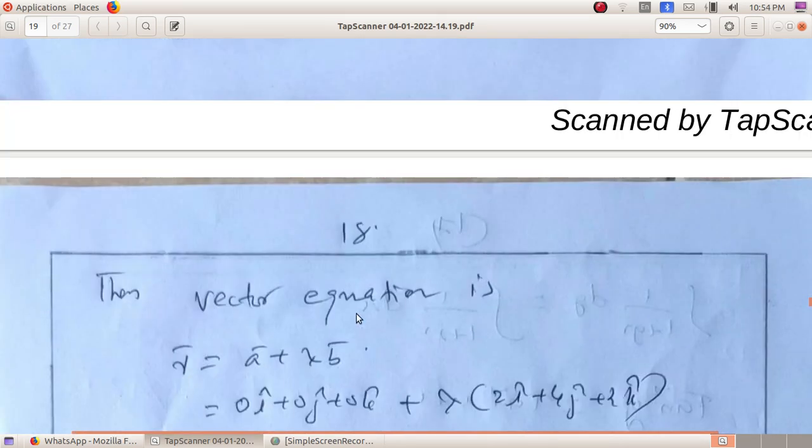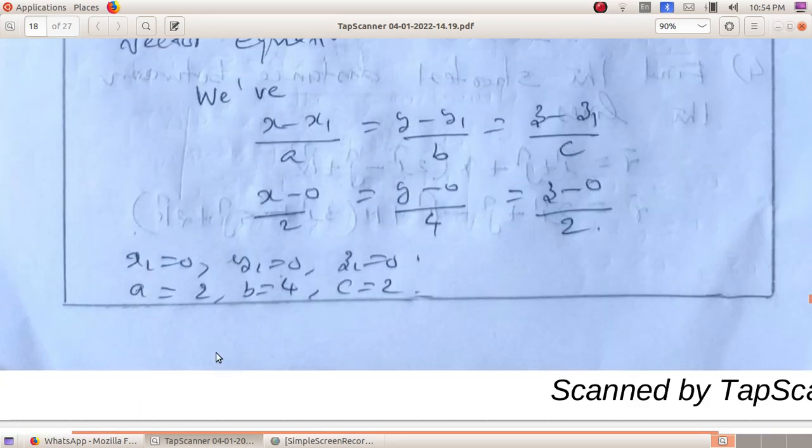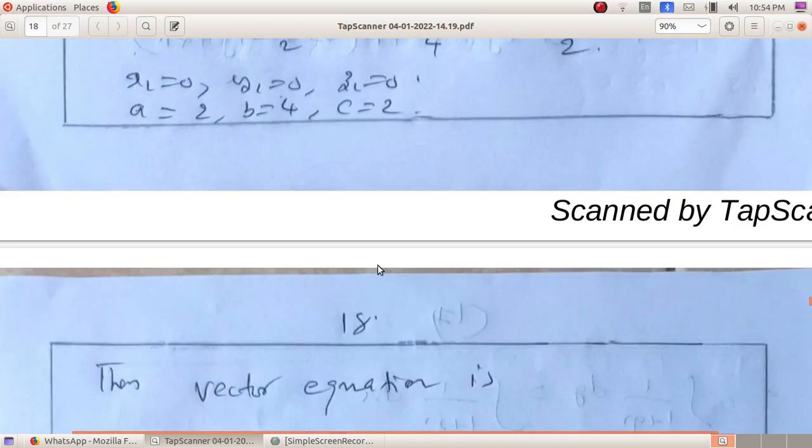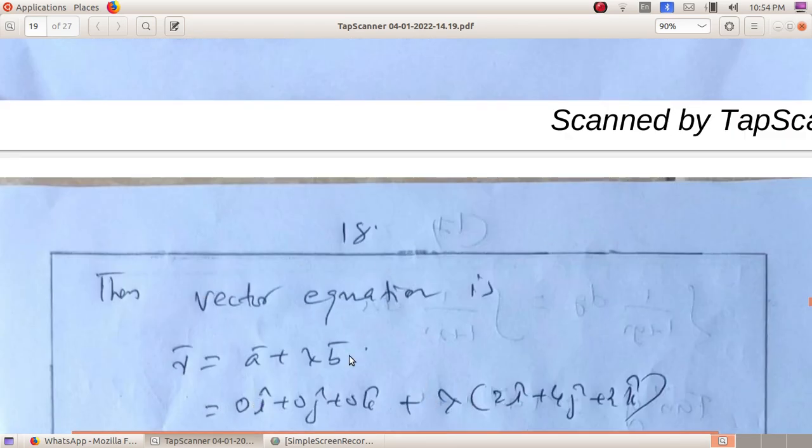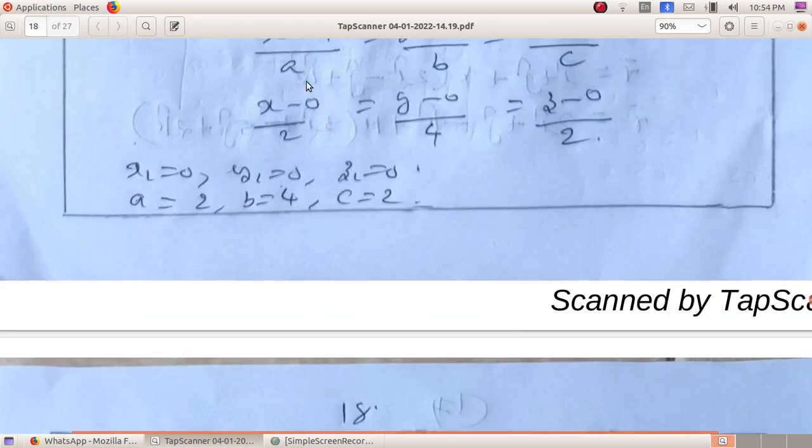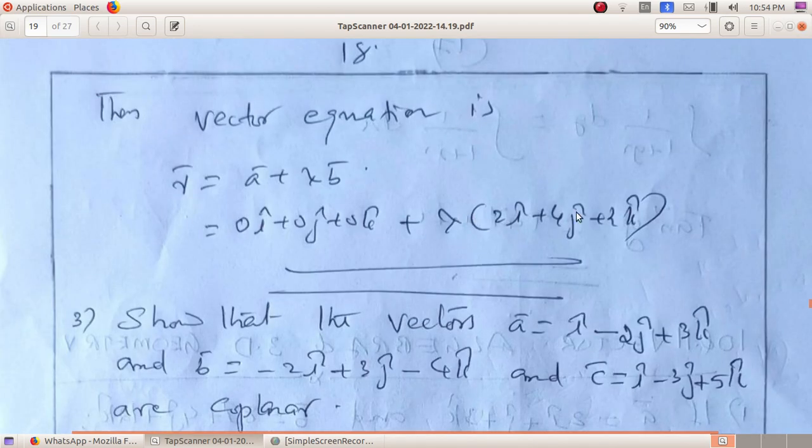And the vector equation is what? Vector r is equal to vector a plus lambda into b. a means what? x1i plus y1j plus z1k, 0i plus 0j plus 0k. Plus lambda into vector b, what is it? ai plus bj plus ck, 2i plus 4j plus 2k. So this is the answer. This part is 0, so only this part is remaining.